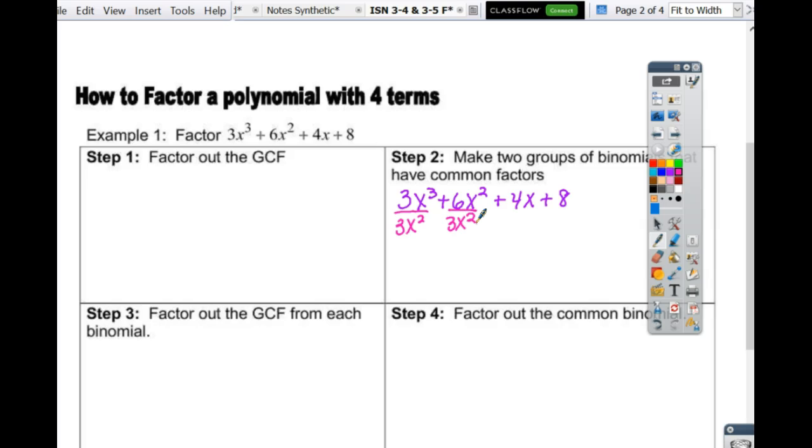So I'm going to write this way. I'm going to put 3x squared, and then I'm going to divide. So I get x plus 2 in the parentheses. So then, what do these two have in common? 4. So go ahead and divide 4 on both of them.